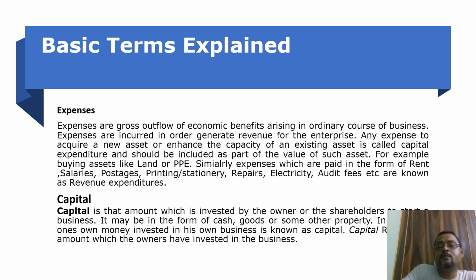So these types of expenses which create assets like land, plant and machinery, motor vehicles, fixtures, are known as capital expenses, long-term assets. And those expenses which are general administrative in nature and will extinguish once they are paid are known as revenue expenditures. Let's come to the term capital. It's the most vital term of the four: assets, liabilities, expenses, and capital.